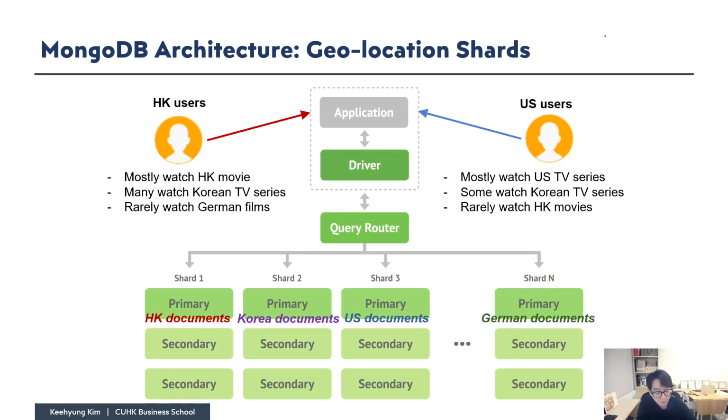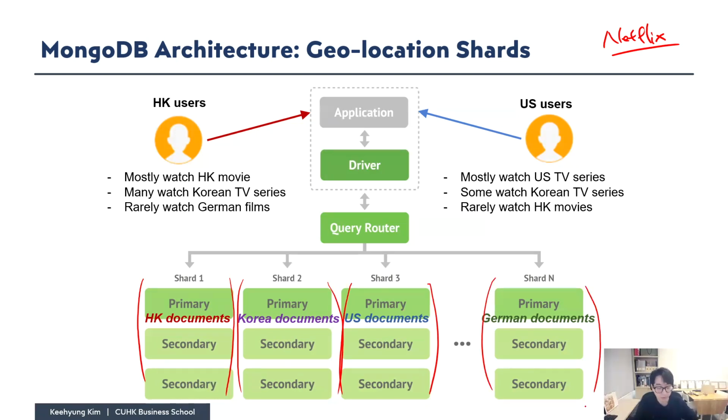So let's say that this is some service like Netflix, and we are trying to provide a streaming service to the user much faster. And we are providing international service, so users are from all over the world. Then we can utilize geolocation sharding. So Hong Kong contents are stored here in shard 1. Korea contents are stored in shard 2, US content is stored in shard 3, and something like German contents are stored in different shards like this.